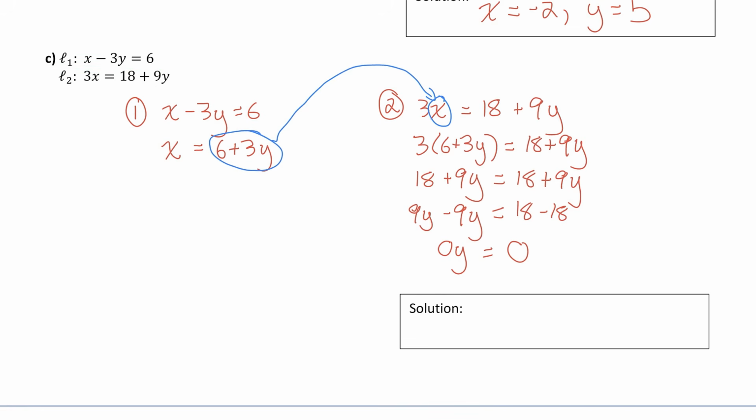They're parallel and coincident. So there are an infinite number of solutions to this equation. So at this point, when you have 0 times a variable equals 0, you can stop and say infinite solutions. The lines are parallel and coincident, which just means they're the exact same line.